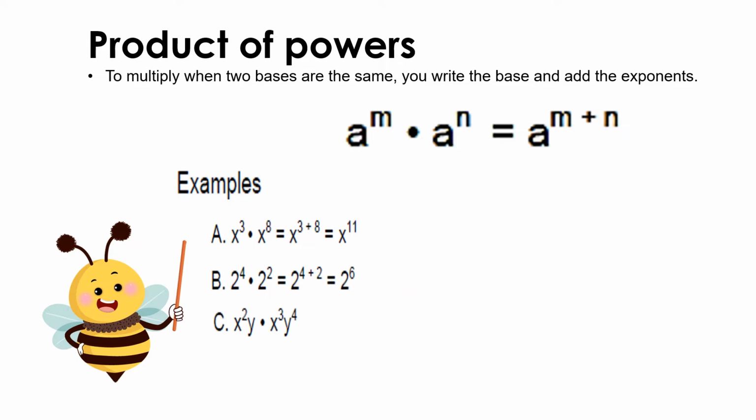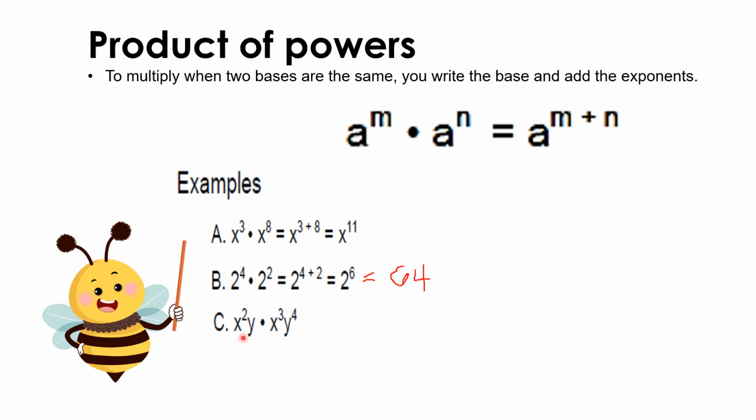So is this the final answer, 2 raised to 6? Not yet. We still have to simplify it. So 2 raised to 6 is equal to 2 times 2 times 2 times 2 times 2 times 2. So you multiply 2 to itself 6 times. We have 2 times 2 is 4, multiplied by 2 is 8, multiplied by 2 is 16, multiplied by 2, that's 32, and lastly, multiplied by 2 is equal to 64. So 2 raised to 6 is equal to 64.